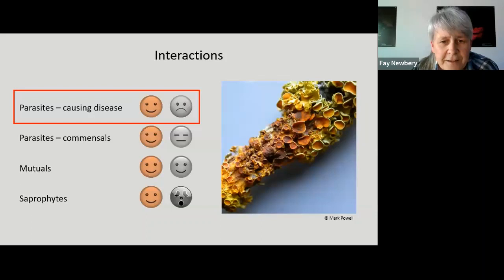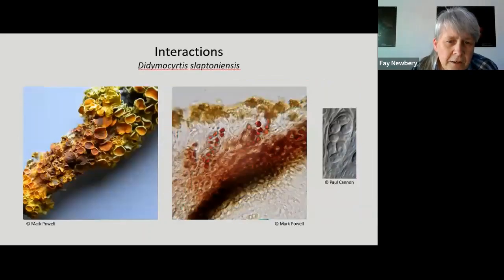In this photo, you can see Didymocurtus slaptoniensis. It's not only turning the lichen that it's on red, but it's preventing the lichen's own fungus from producing spores. So it's definitely causing harm. If you look inside, you can see in Mark Powell's middle photo there that the spores are coloured red. That's where a lot of the red colour actually is inside the lichen, because of this fungus being present.